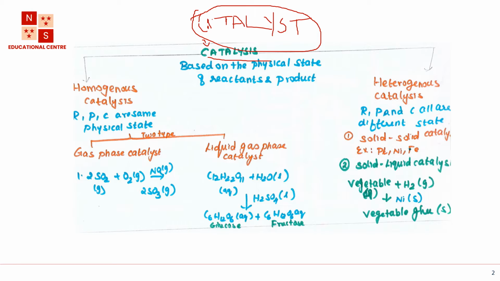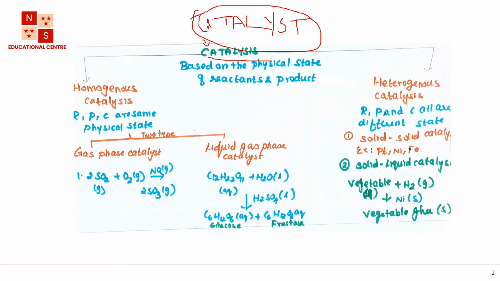So what is a catalyst? A foreign substance which enables the increase of the rate of reaction, and the process in which the catalyst is added to increase the rate of reaction is called catalysis.